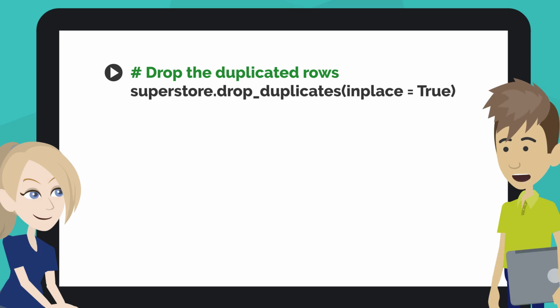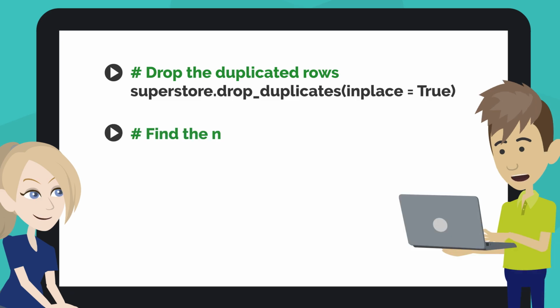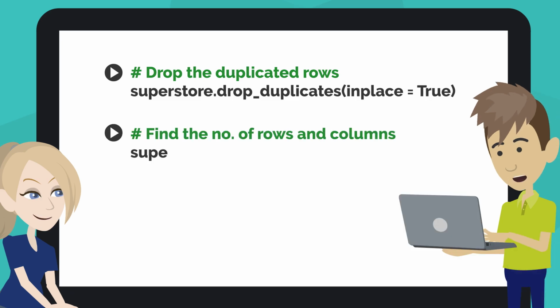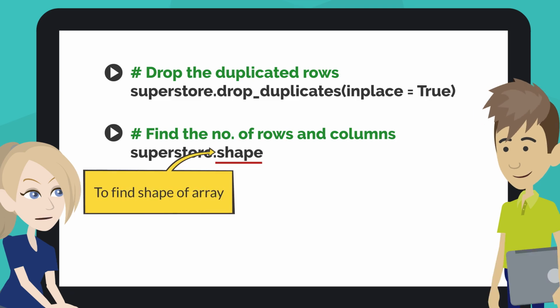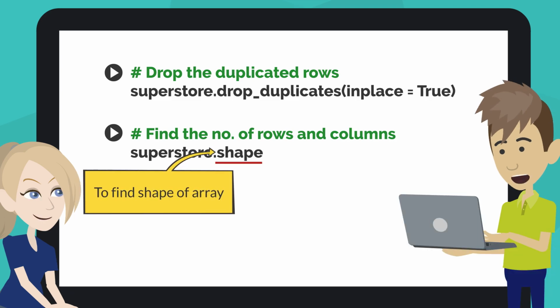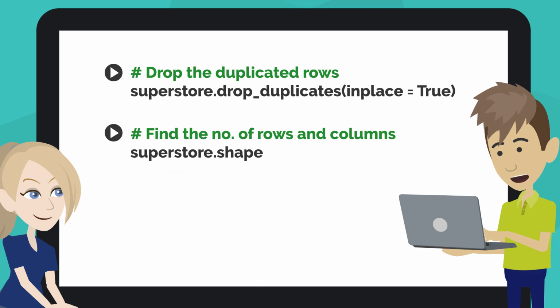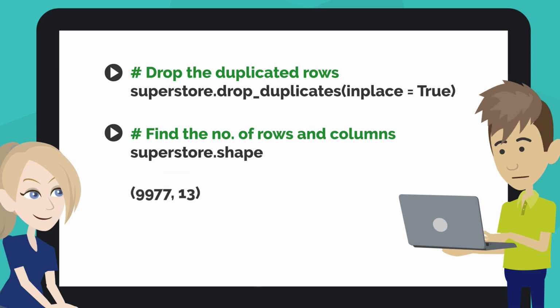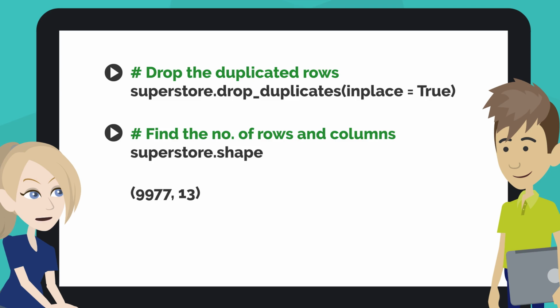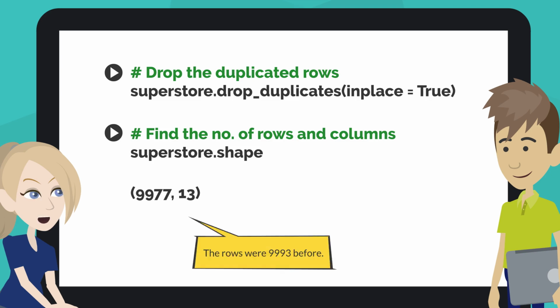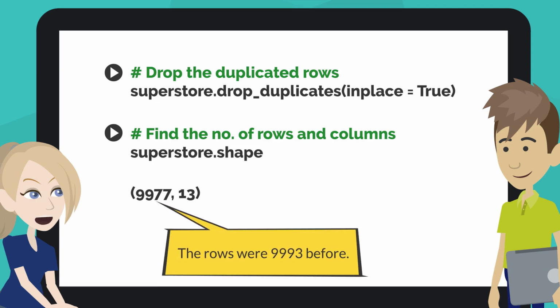Okay. Let's find the number of rows and columns. All right. Type the code like this into next code cell of your notebook. The numpy shape function finds the shape of an array. That's right. Click on the play button or hit Shift plus Enter. We can confirm that the duplicated rows have been dropped, as the rows were 9,993 before, and now it's reduced to 9,977 rows.